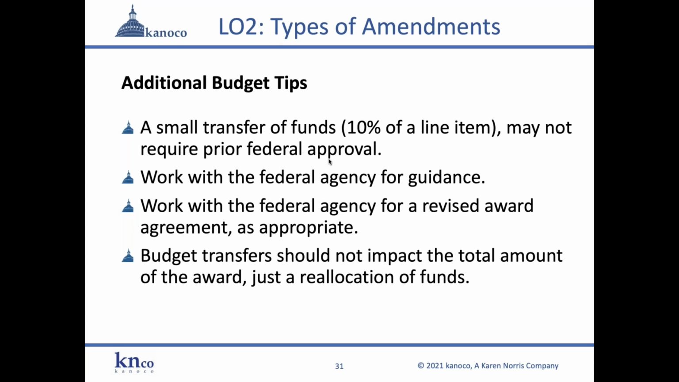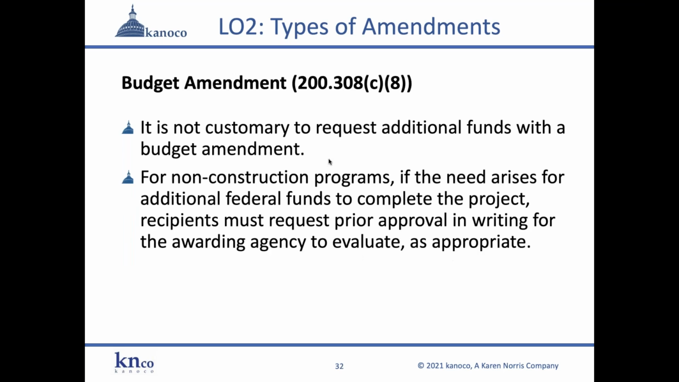Budget transfers should not impact the total amount of the award. It's just a reallocation of funds. So you're going to reduce one budget category with a concurrent equal increase of funds into another budget category. You're not changing the total amount of the award. You're just moving money around from one category to the next.